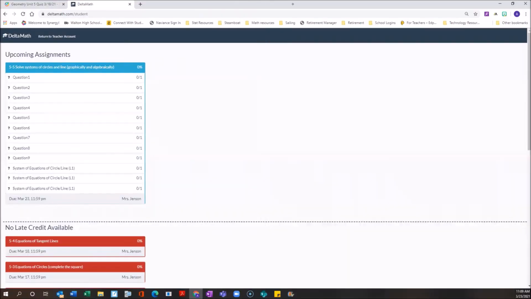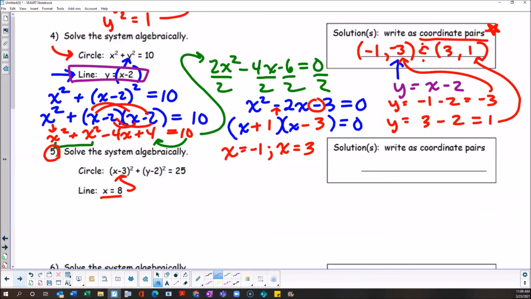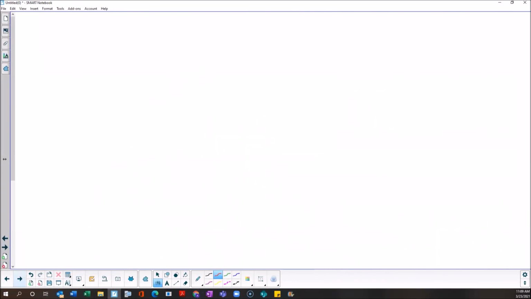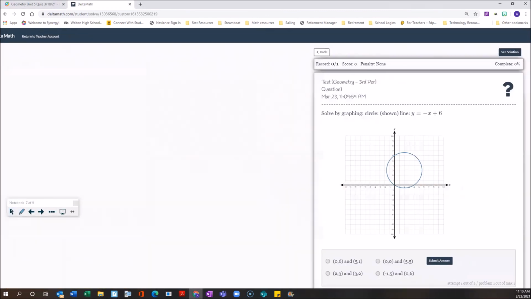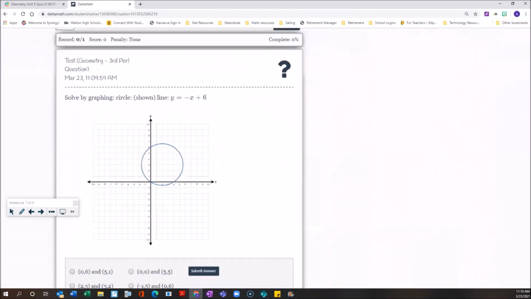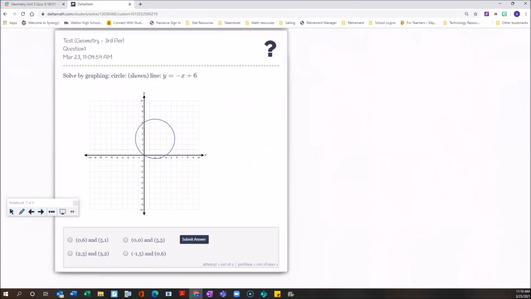So this is your homework on Delta Math. You have 5-5. Okay, so for example, on number 1, it's kind of nice on these problems because they're actually giving us a graph that's already graphed nicely and we can just count, right? So on this problem, on number 1, we just have to make sure that we graph that line correctly.